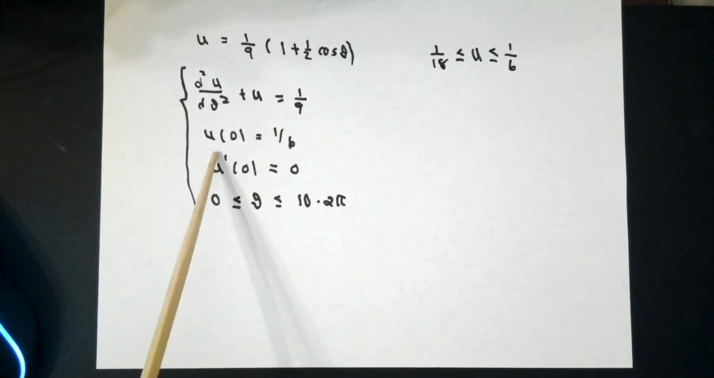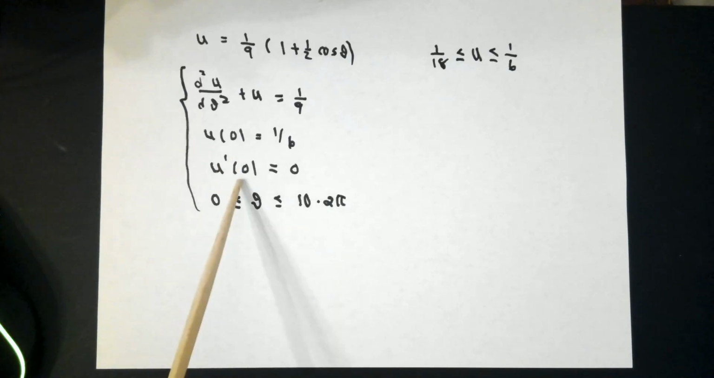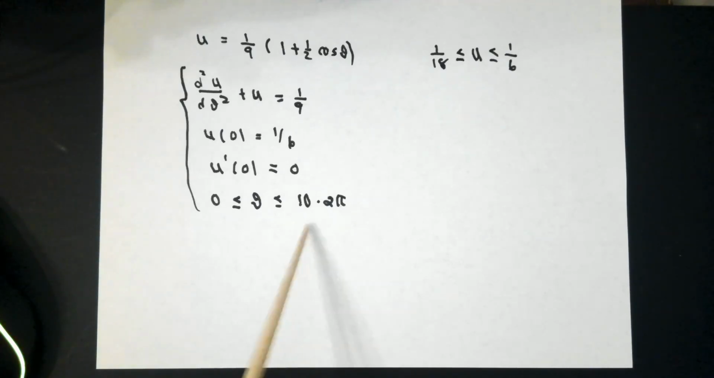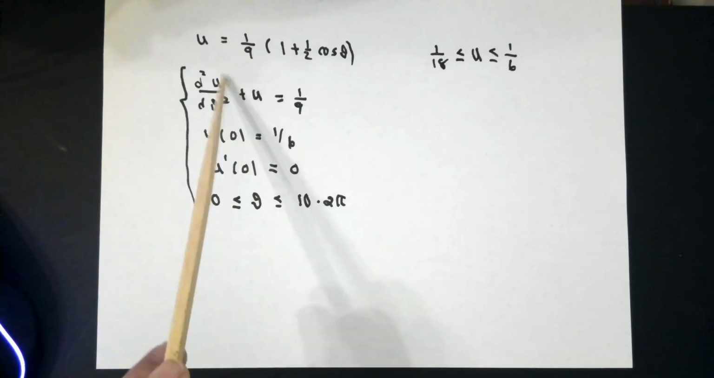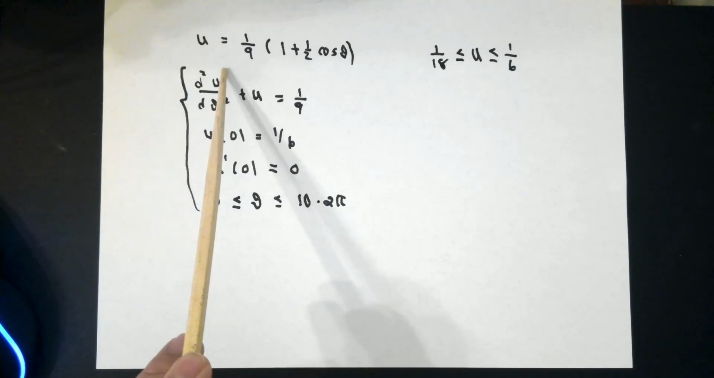U at theta equals 0 is 1/6. U prime at 0 is 0. Theta going around 0 to 2 pi would be one orbit. So by putting it this way, I emphasize the fact I'm going to do 10 orbits here. This is the problem that we already know the solution to.